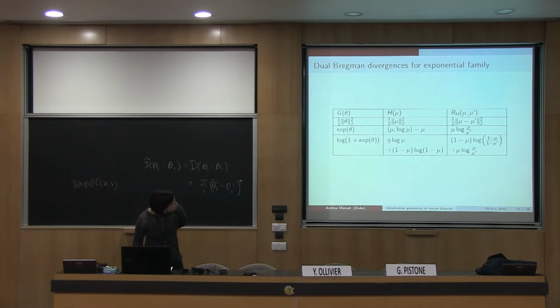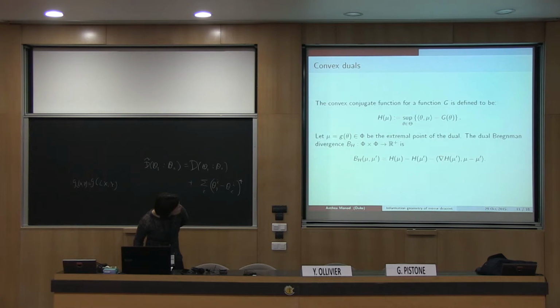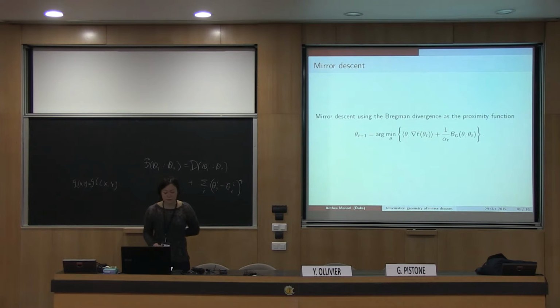Let me just move a little bit faster. The main result of the paper, which will be presented, is that the paper proves that mirror descent with Bregman divergence is actually equivalent to the natural gradient step.